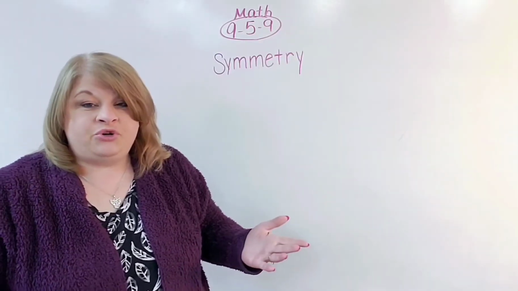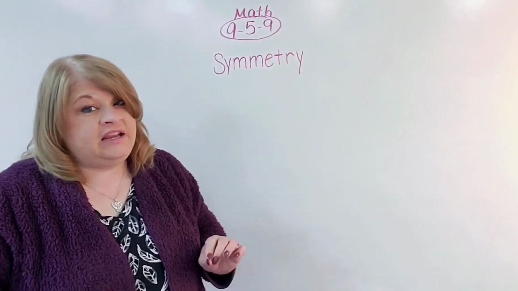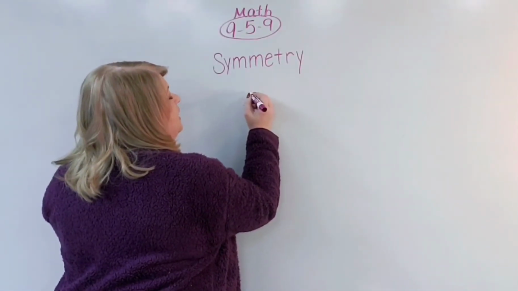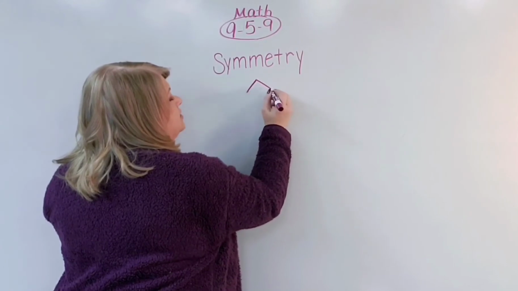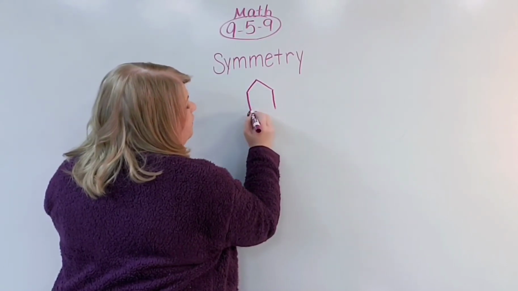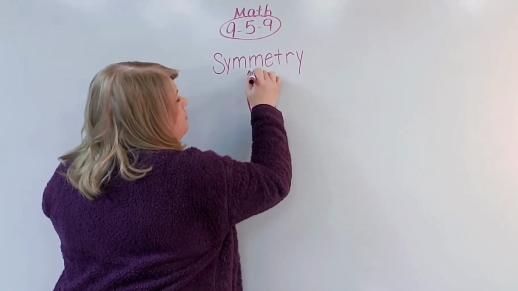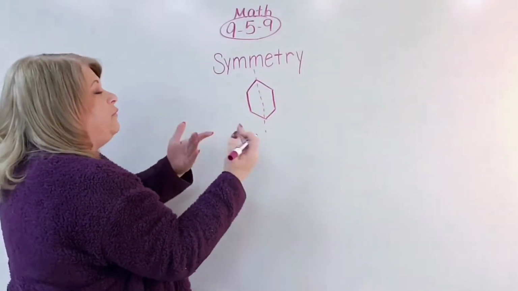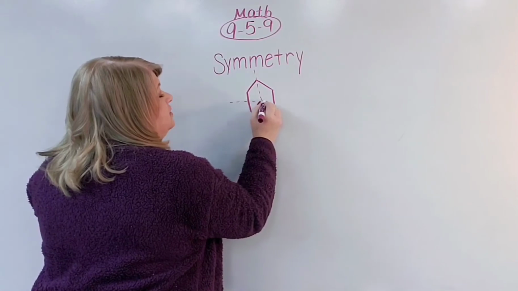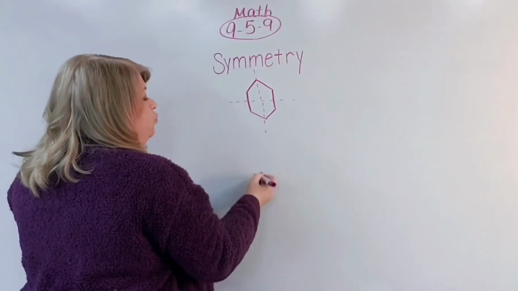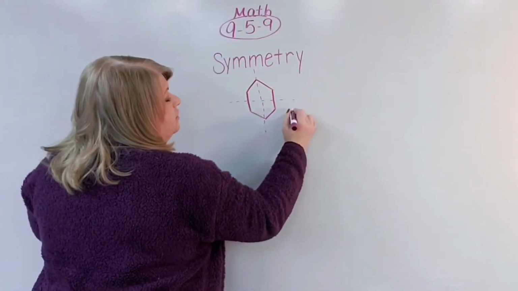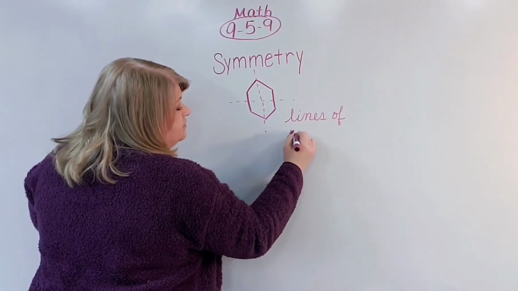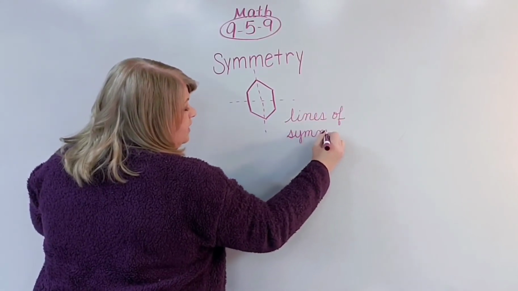know what symmetry is and what a line of symmetry is. So symmetry is when I can take something and make it so that if I fold it, it's going to be exactly the same on either side. If I were to fold these, they would match. If I folded it this way, would that match? Yes, it would. We call these lines of symmetry. These lines of symmetry are where I can divide it up.